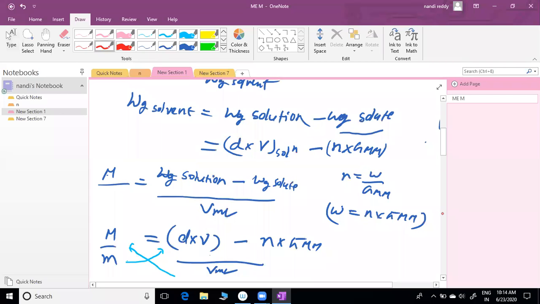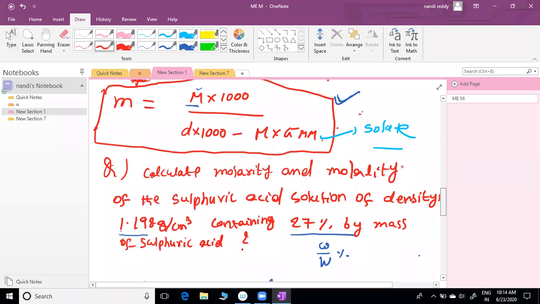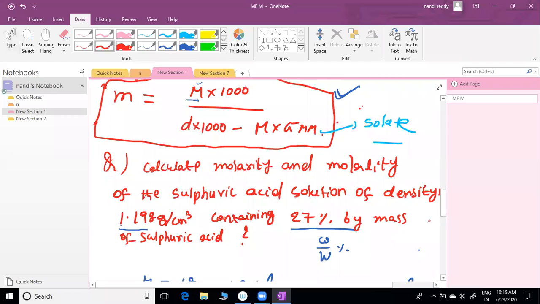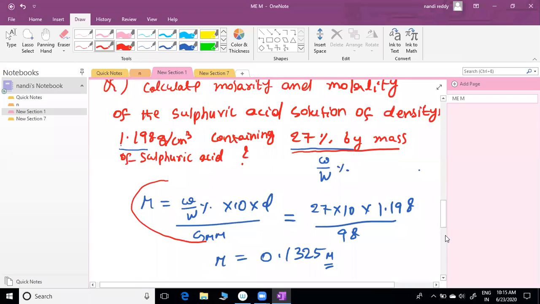Also very simple. They gave percent by mass, which means weight by weight percent. Weight percent is given, how to find molarity? We have to know this formula. If you don't know it, you can't do it. By substituting M, you can get molarity, then you can substitute in the molarity formula and get small m also. This is the molality and molarity relation. Use this formula, you can get the answer.